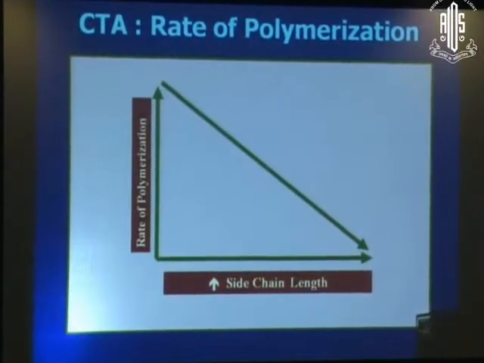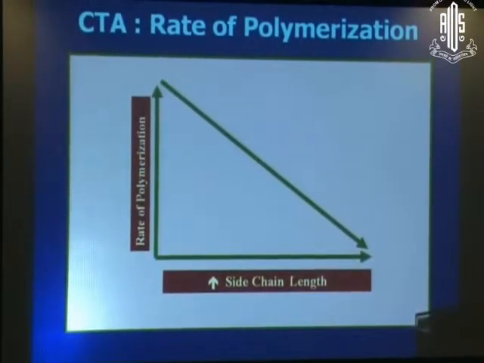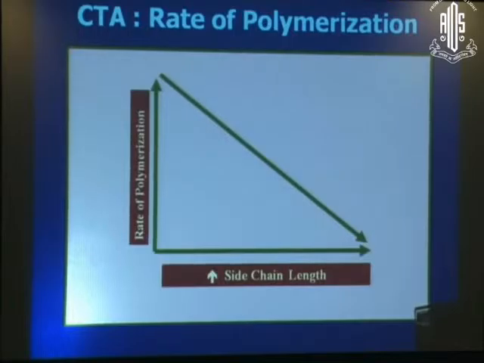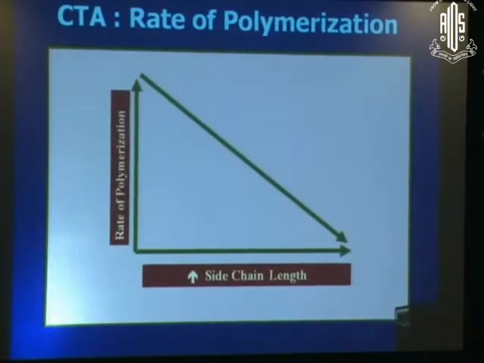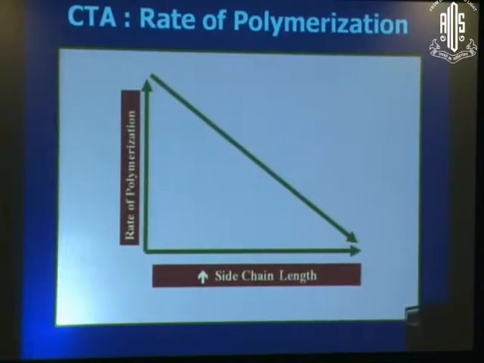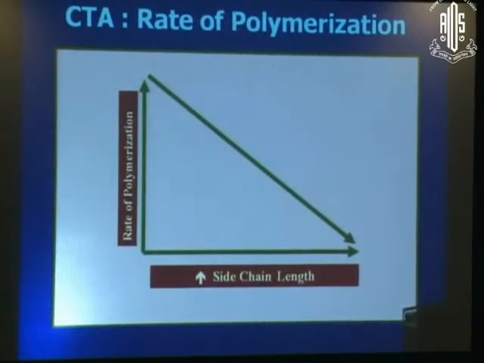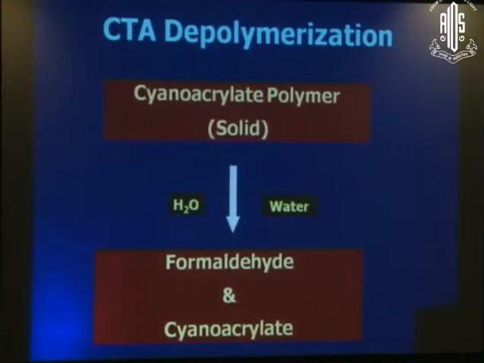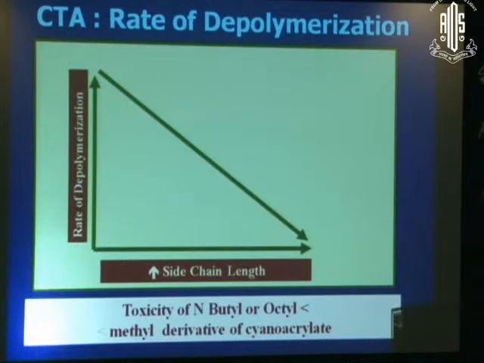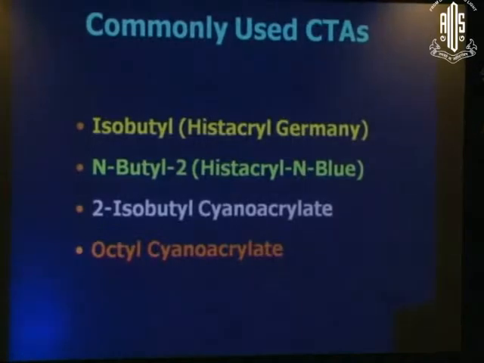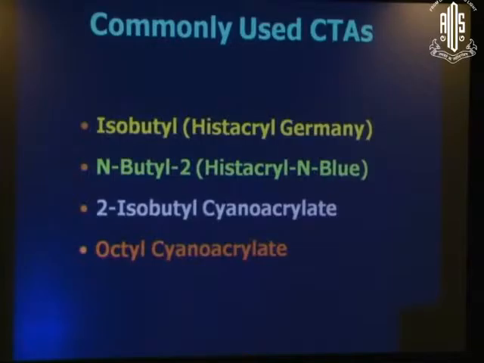The main property is that as the side chain increases, the rate of polymerization decreases, and that is the reason you can't use methyl cyanoacrylate or crazy glue for sealing the corneal perforations, and you have to use either octyl or butyl derivatives. Once they degrade on coming in contact with water, they release formaldehyde and cyanoacrylate, and there too it is the longevity of the side chain which decreases the rate of depolymerization and also the toxicity to the tissue basically. These are some of the commonly used tissue adhesives.